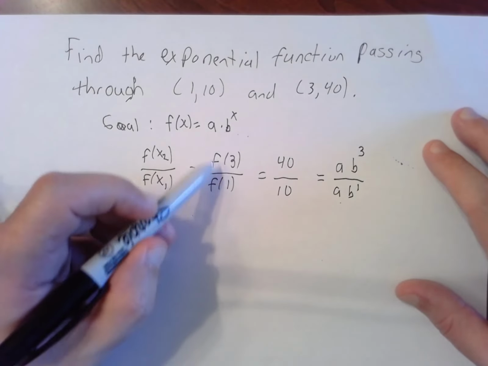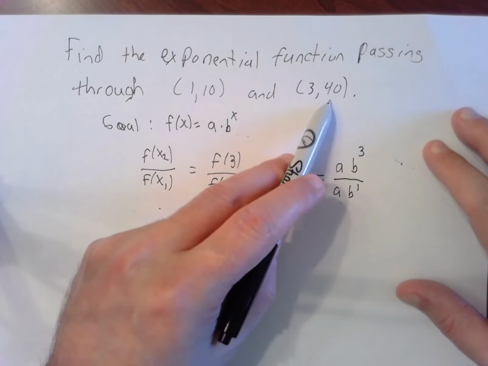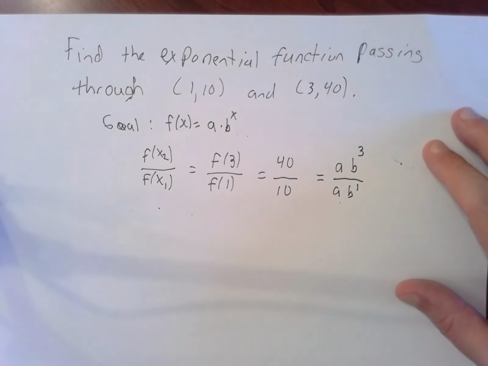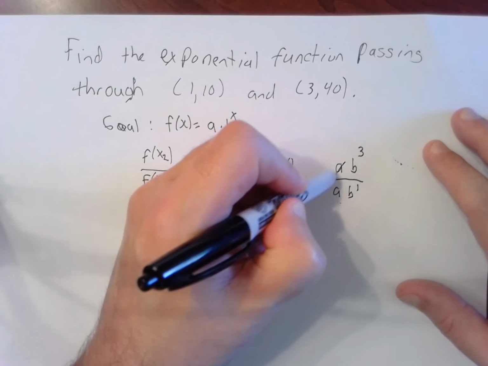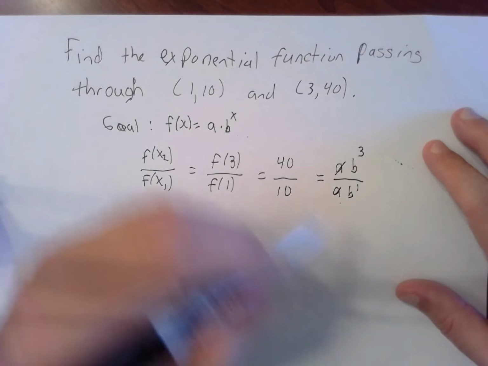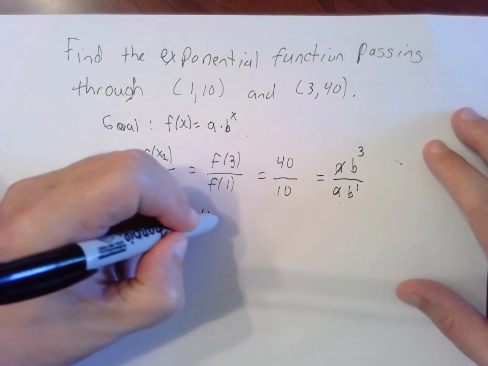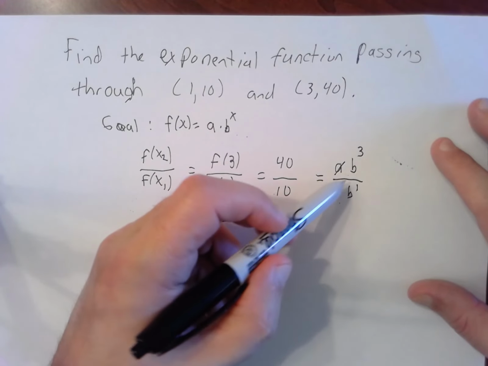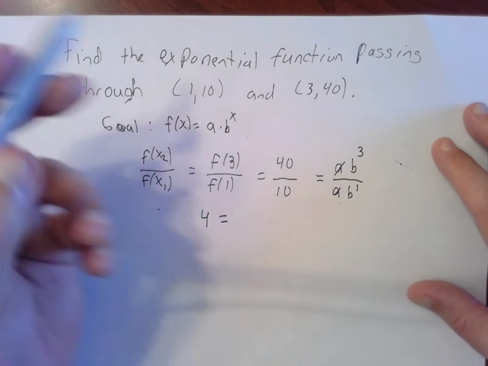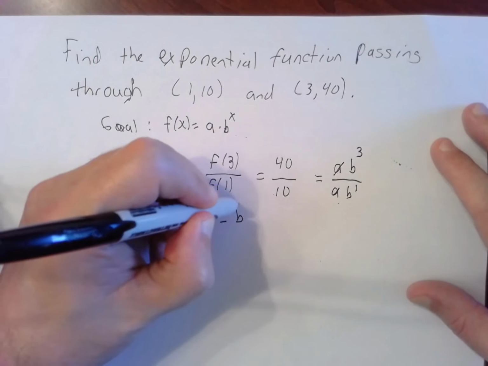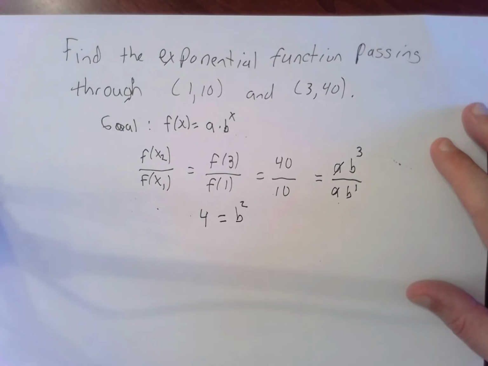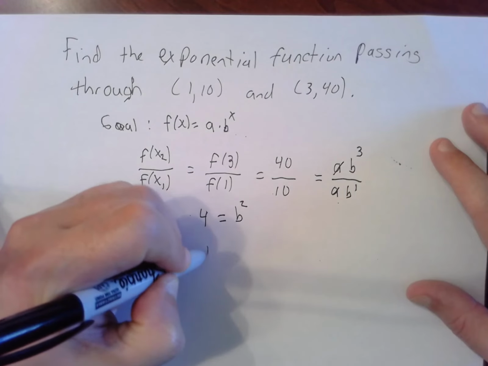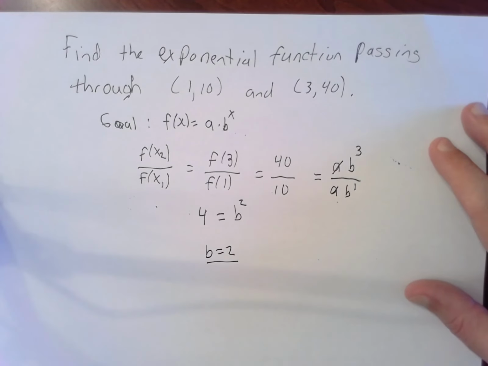So I write this ratio two different ways, using the y values that I was given, and using the formula that I know I'm trying to hit. Hey, look what happens here. The a's cancel. I get 40 over 10 is 4 equals, I only have b's left. Whatever's left here, I can solve for b. I have b cubed divided by b to the first. One of the b's cancels. I get b squared. I can solve that for b. Just take the square root of both sides, and we get b equals 2, and we're halfway done.